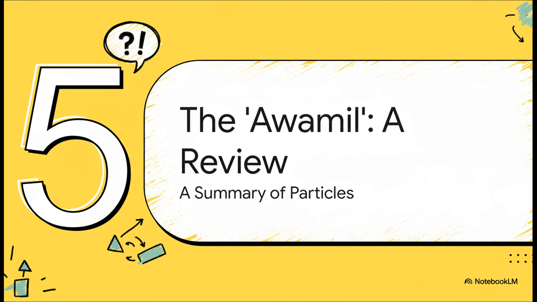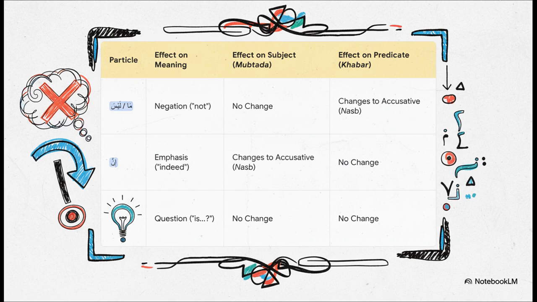All right, we've seen negation, we've seen emphasis, and we've seen questions. Let's pull all of these threads together and just look at the whole system at a glance. Think of this as your cheat sheet for these incredibly powerful particles. The key thing to take away from this is just how precise and logical this whole system is. It's not random at all.